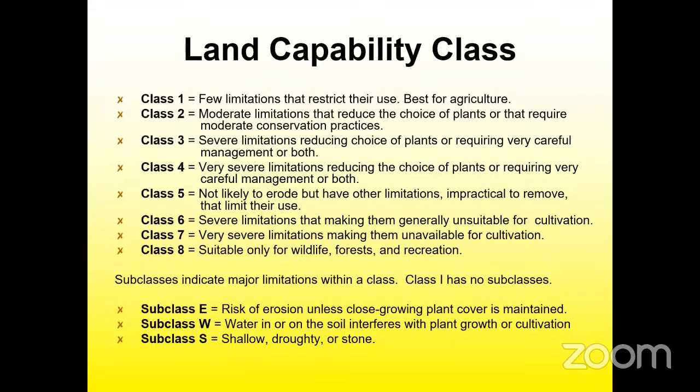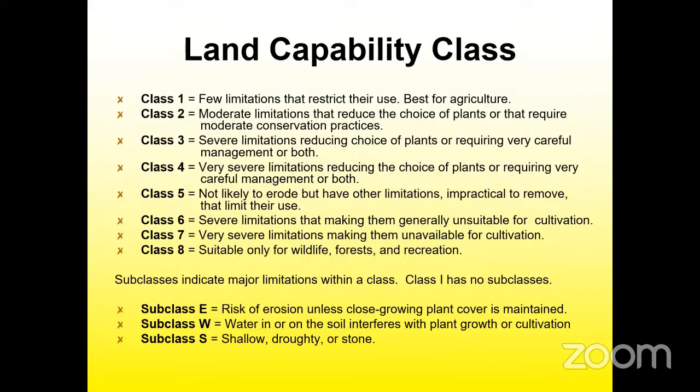The severity slowly increases. You see in class 4, there are very severe limitations, reducing the choice of plants or requiring very careful management of both. Class 5 is not likely to erode, but has other limitations also. In practice, removing the limitations depends on their usage.